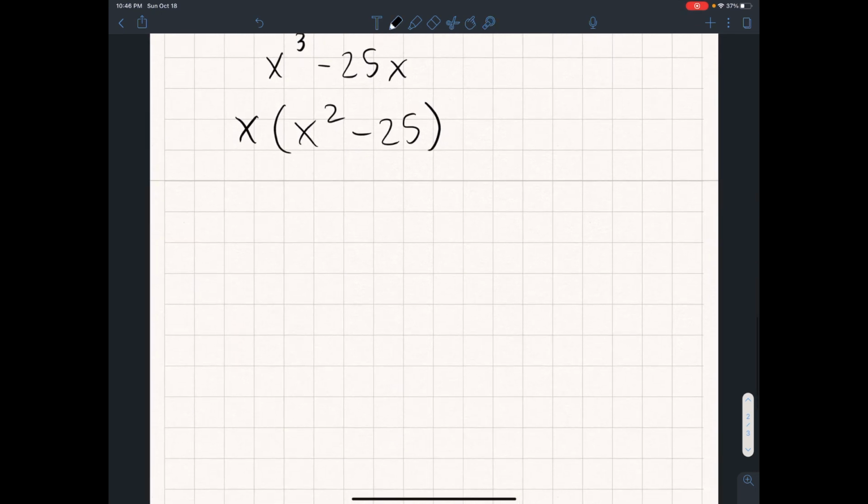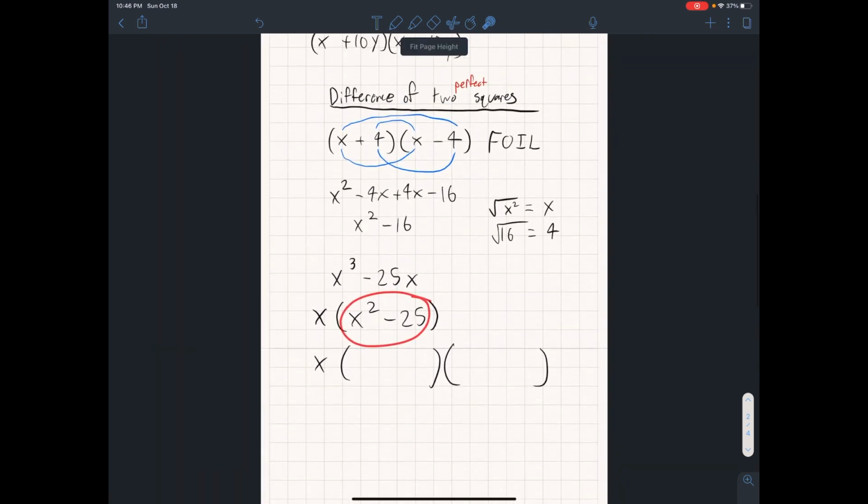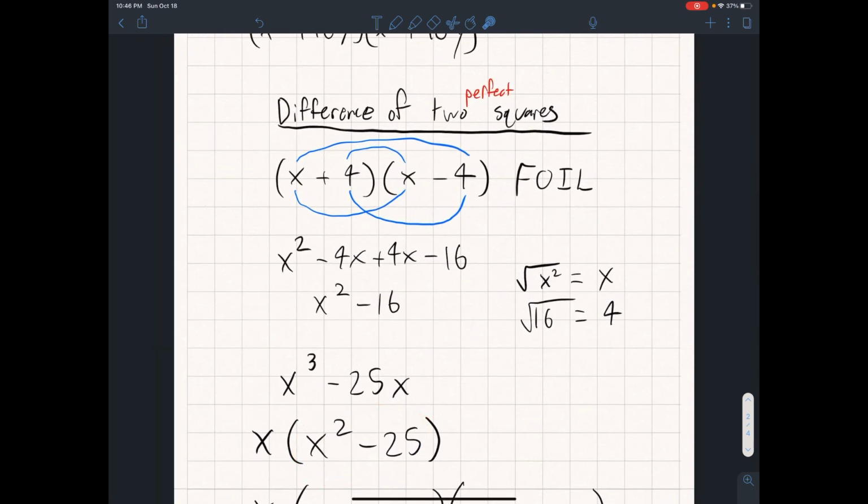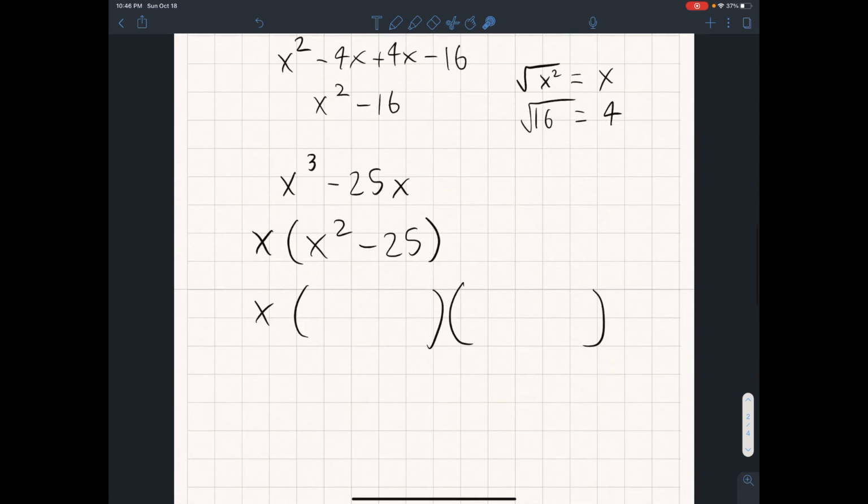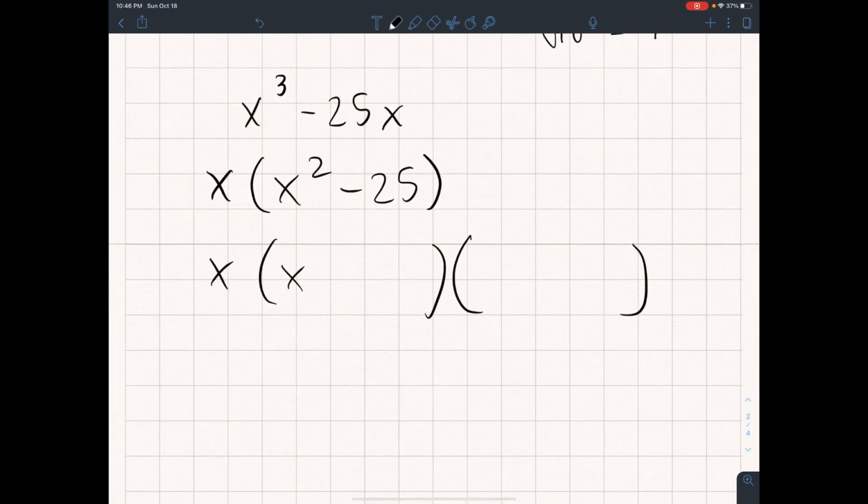But for now, if I follow the pattern, this difference of two perfect squares will become the binomial multiplication of the square root of whatever those perfect squares were, having an addition and a subtraction. So the square root of x squared, that's x. The square root of 25, that's just 5. And then I'll have an addition on one and a subtraction on the other.